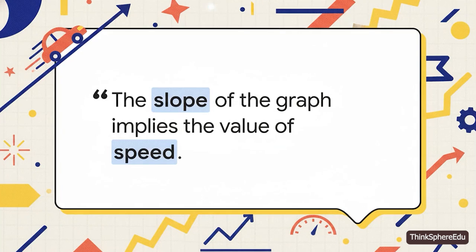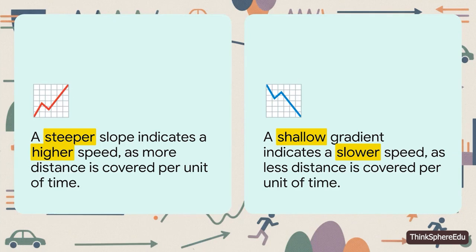Okay, and this is the most important part, so listen up. The steepness of that line, what we call the slope, that tells you exactly how fast the car is going. It's the whole secret right there. The slope of the line is the speed. Think about it. A steeper line means a higher speed, right? You're covering way more distance every second. And a shallower, less steep line, that means you're going slower. It's a perfect visual for how fast something's moving.